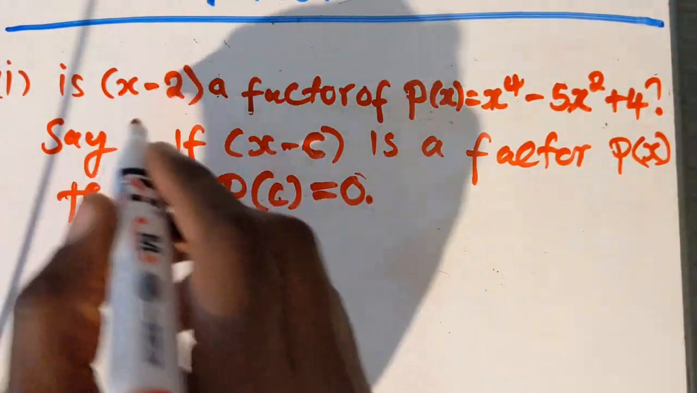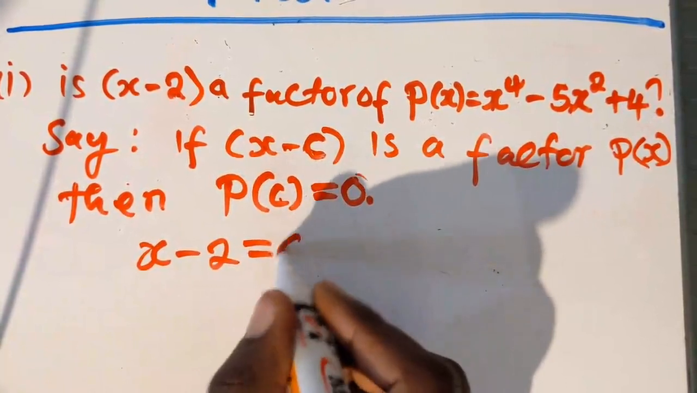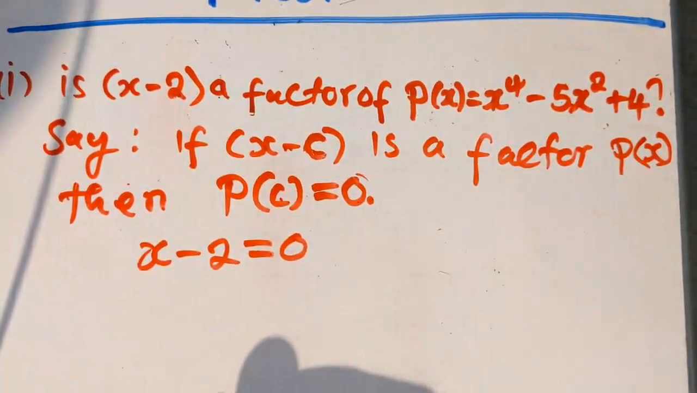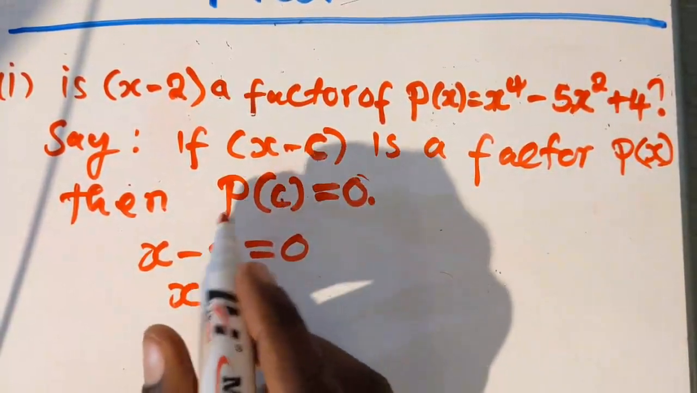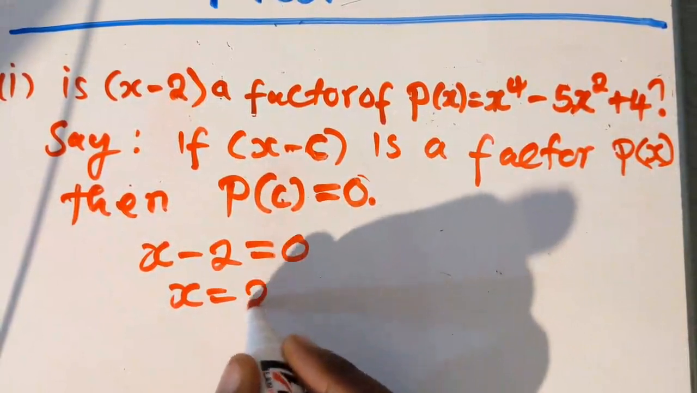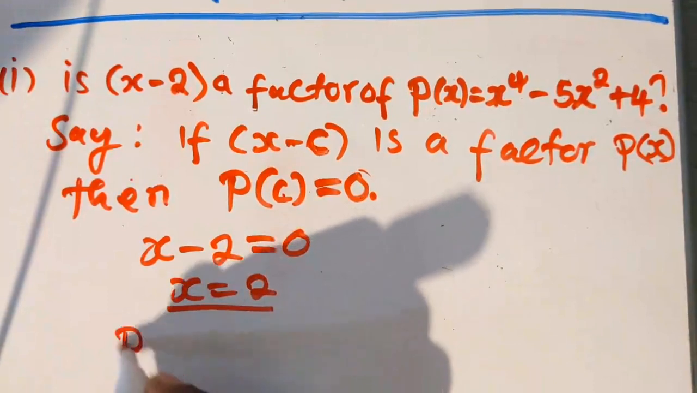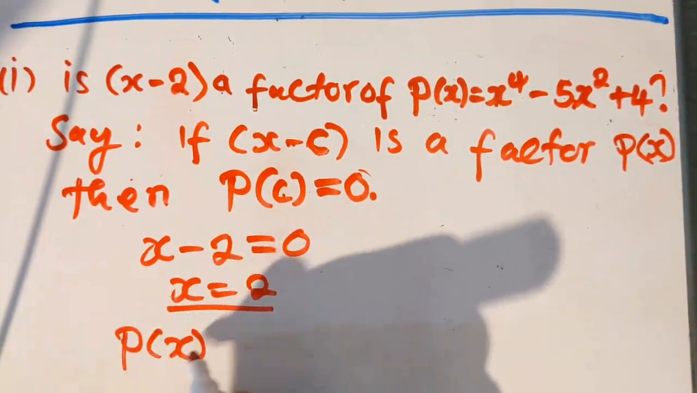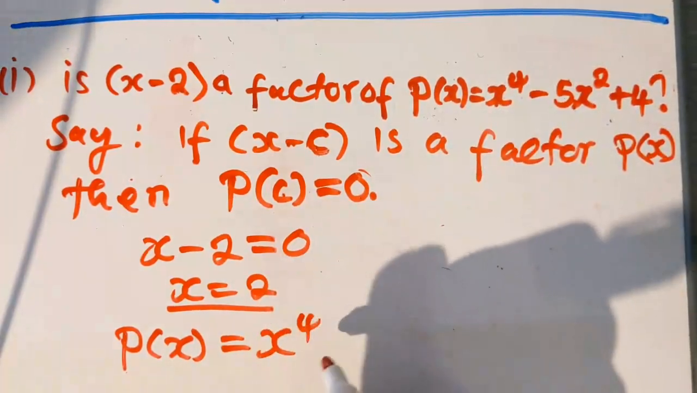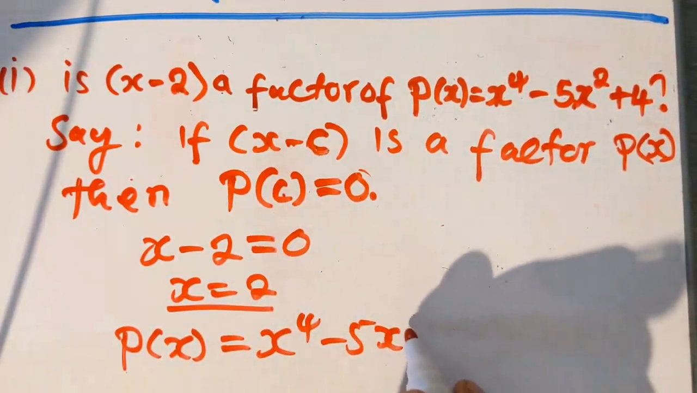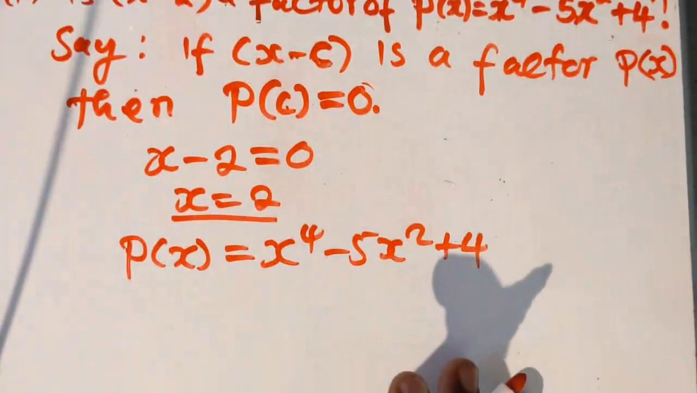So we'll say x minus 2. We need to equate it to 0. That is the first thing that we are supposed to do, equate it to 0 and find the value of x. So the value of x, when it comes inside, becomes positive 2. So this is p of x, and we are going to copy the polynomial. The polynomial is x to the power 4 minus 5x to the power 2 plus 4.